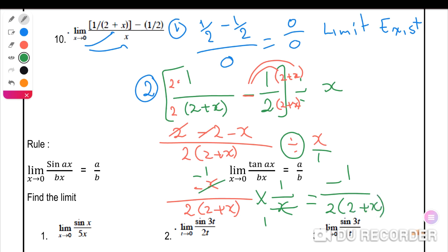Please don't ever forget never to cancel any term in the numerator or denominator that is related by plus or minus with any term in the denominator. I cancel only the terms which are related by multiplication to the others. Understand? By the others.